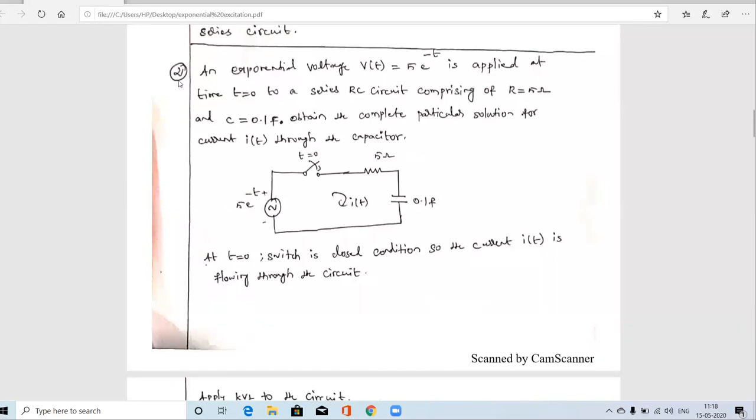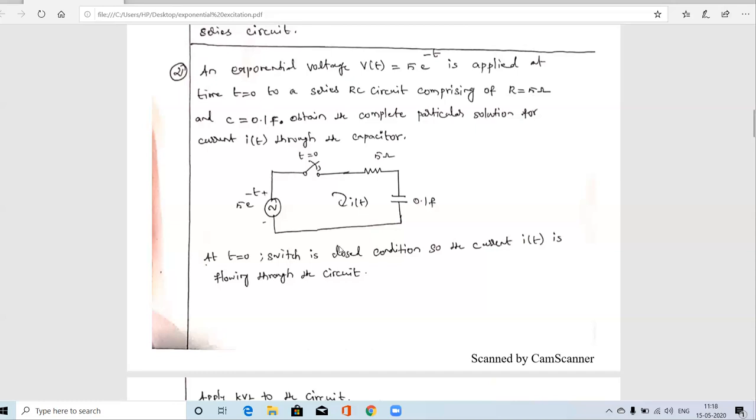You see the second problem: an exponential voltage v of t equal to 5 e power minus t is applied at time t equal to 0 to a series RC circuit consisting of R equal to 5 ohm, C equal to 0.1 farad. Obtain the complete particular solution for the current i of t through the capacitor. This is the question.